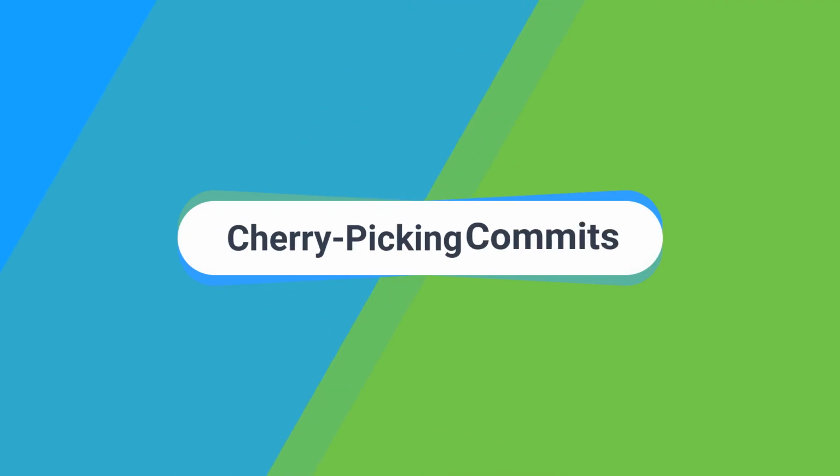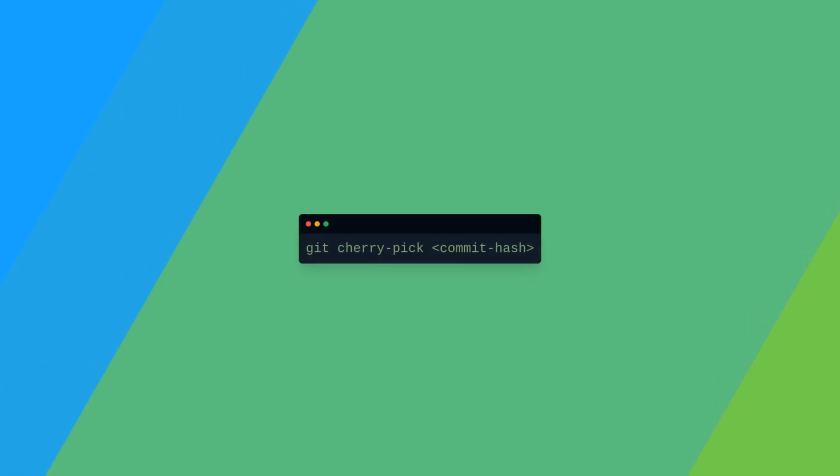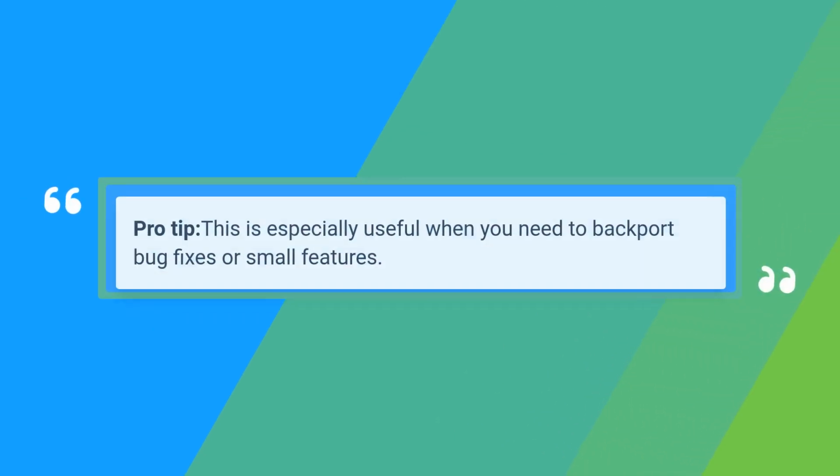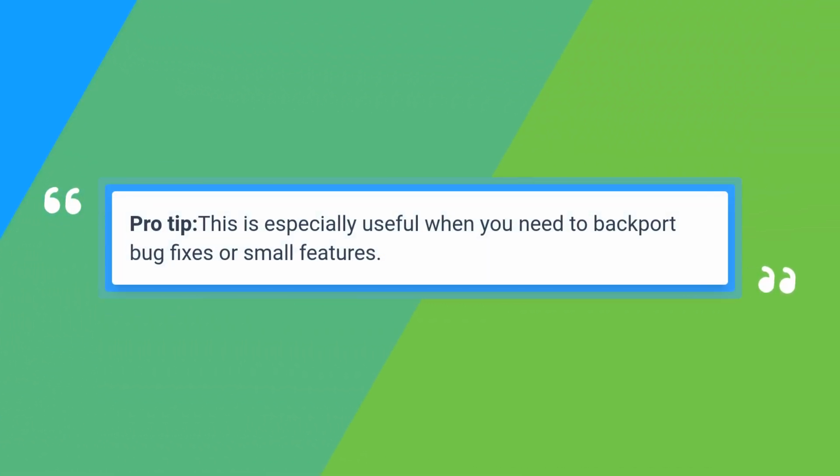Cherry picking commits. Need a specific commit from another branch? Cherry picking lets you apply it to your current branch without merging the entire branch. Why it's cool? It gives you the flexibility to bring in individual features or fixes without merging all the other changes from the source branch. Pro tip: this is especially useful when you need to backport bug fixes or small features.